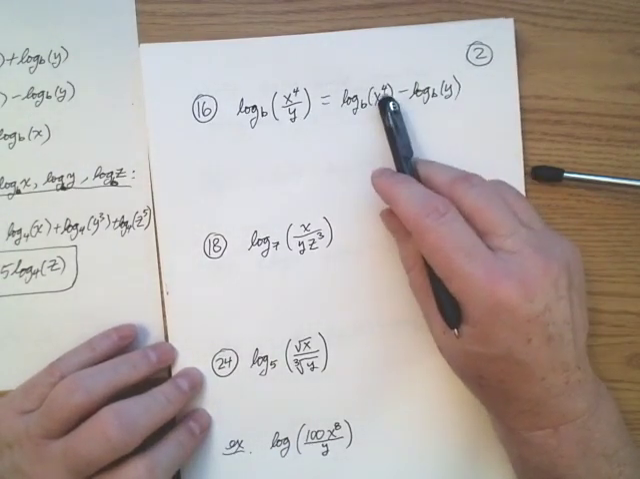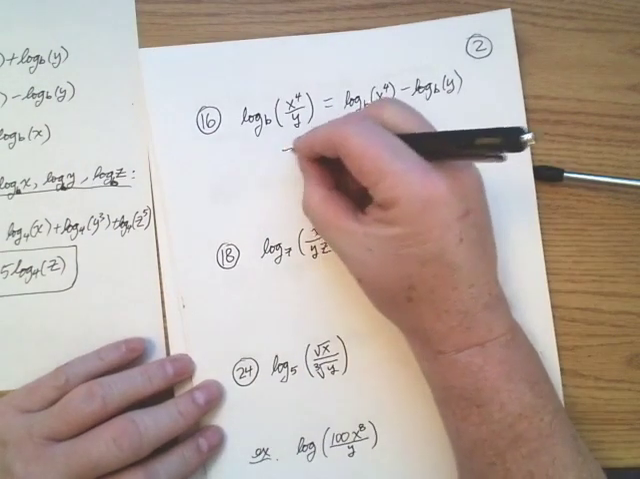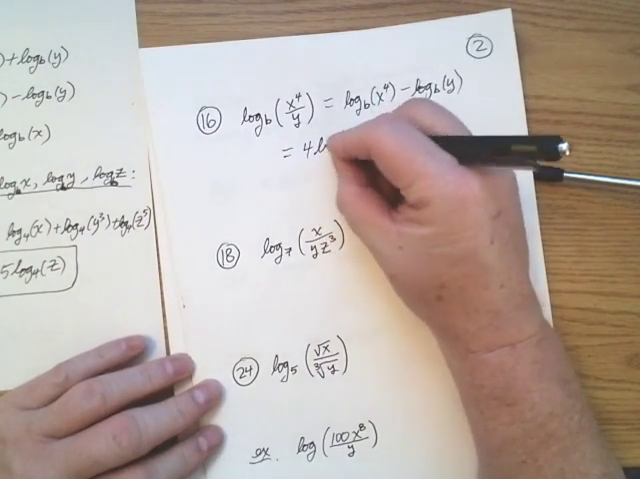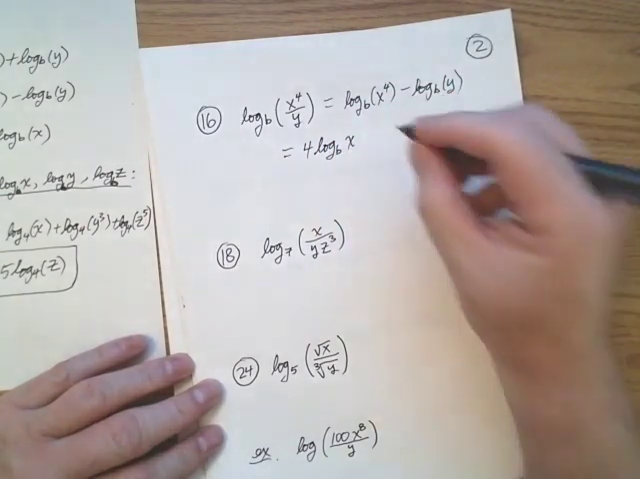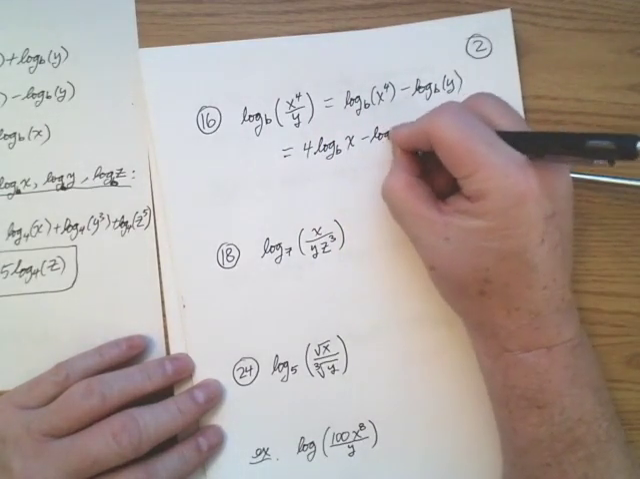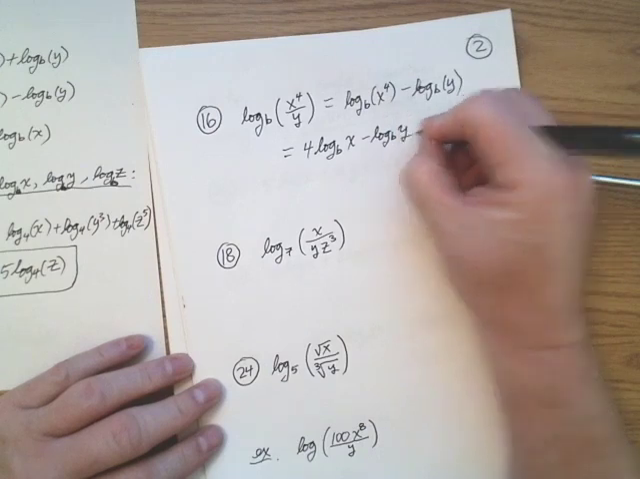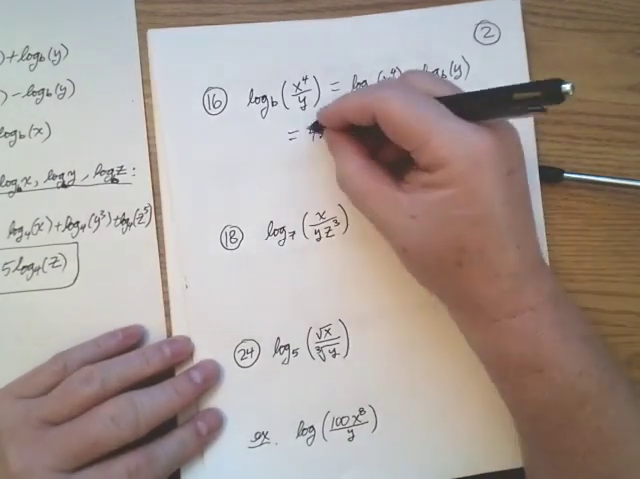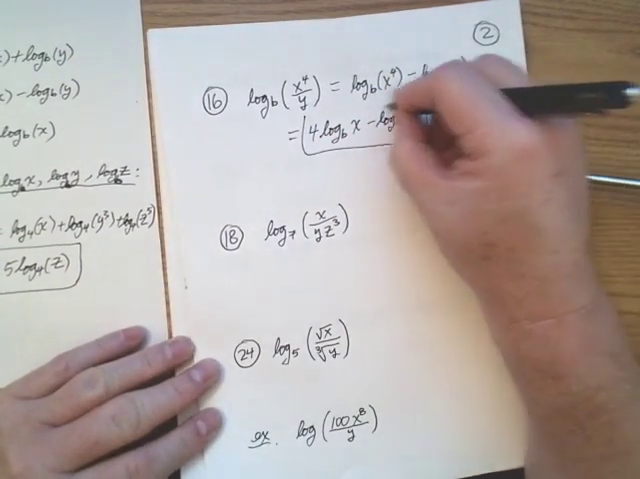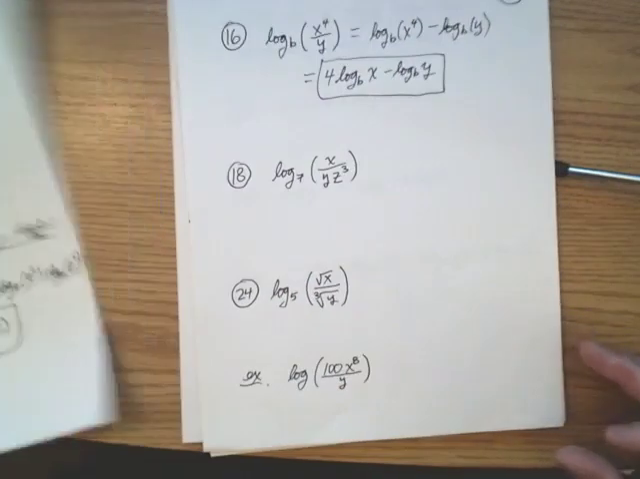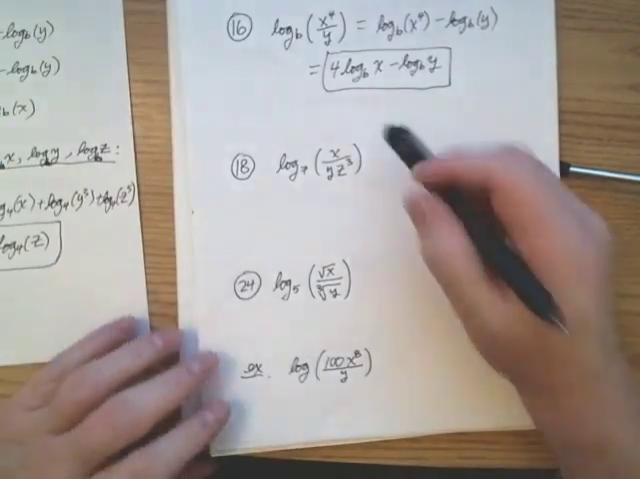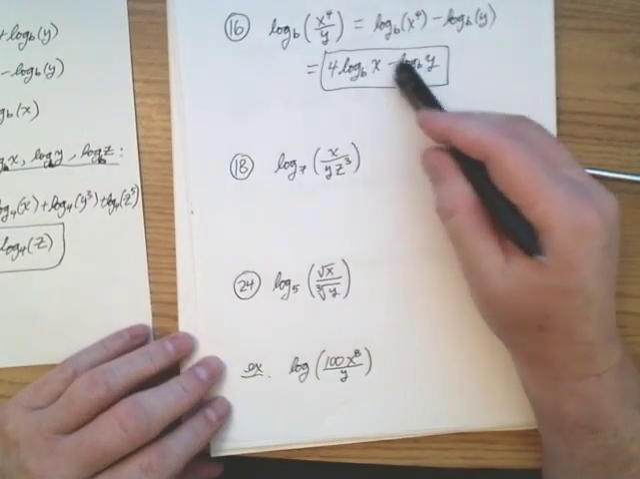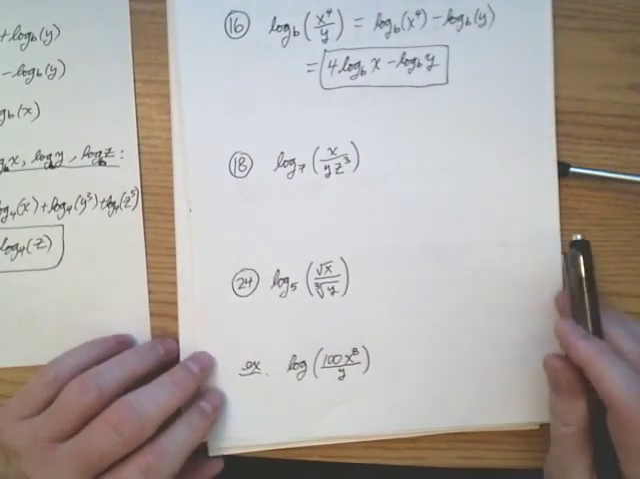This still isn't acceptable, but this is. What do I want to get rid of here? Yes, the 4th power. I want to put that out front as a multiplier. So it's 4 times the logarithm base b of x minus the logarithm base b of y. I'm going to write it without the parentheses this time, just because you can. I could have done that over here, just so long as you're not mixed up. This is a single quantity, that's a single quantity.